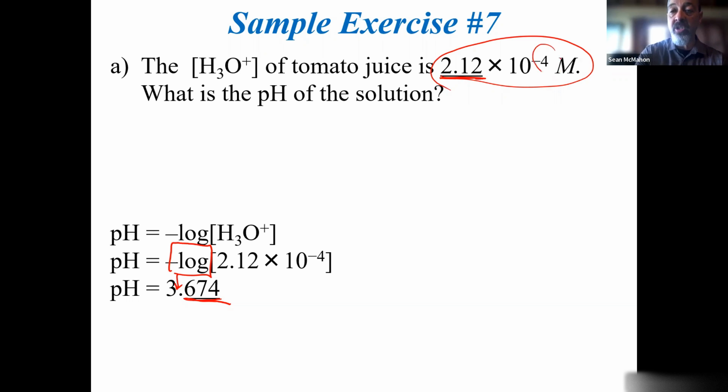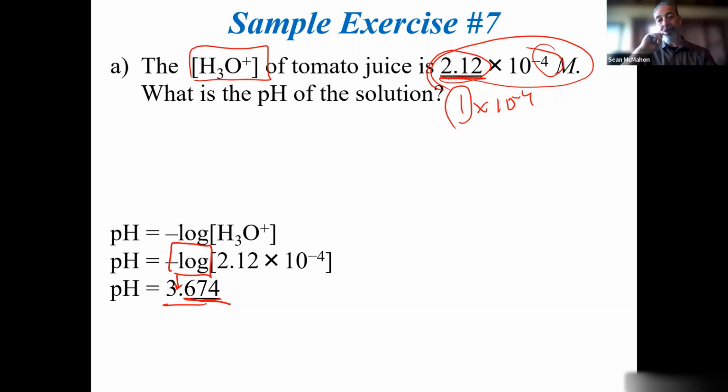So it's close to 4, because 1 times 10 to the minus 4, but it's a little bit more acidic because 2.12 is more than 1. So this is a little more hydronium concentration, a little more acidic. So it's closer to 3. It's moving towards 3. Okay.